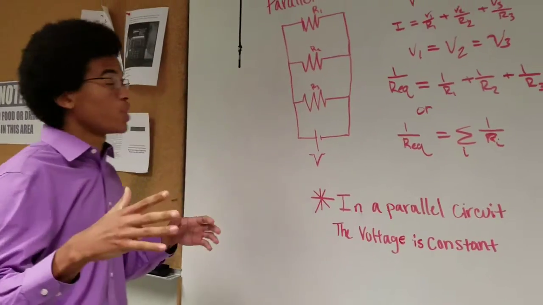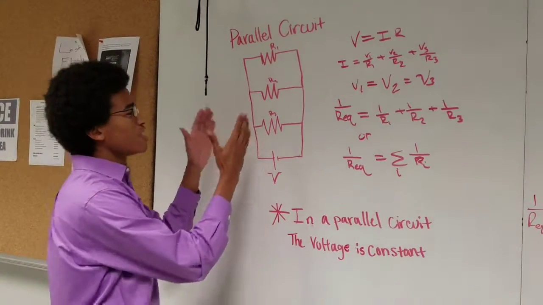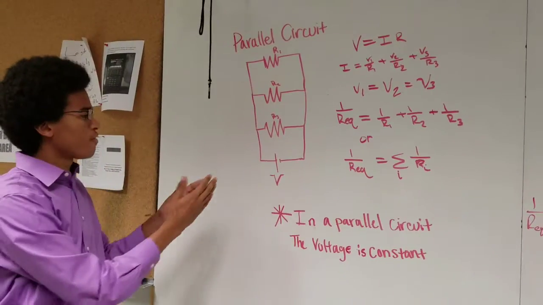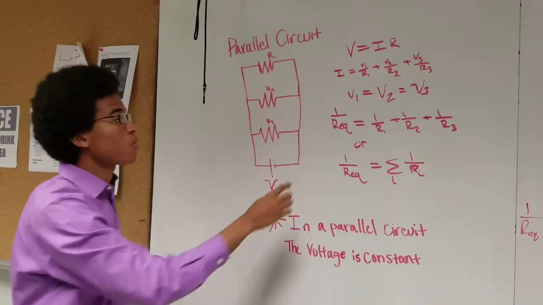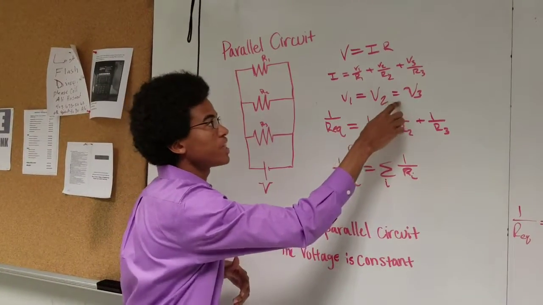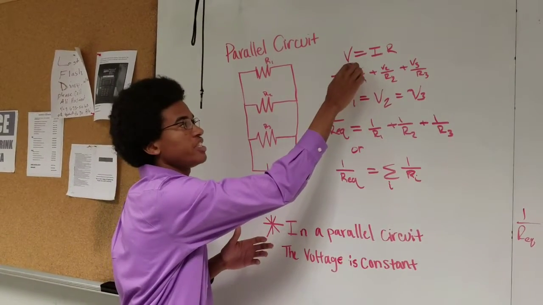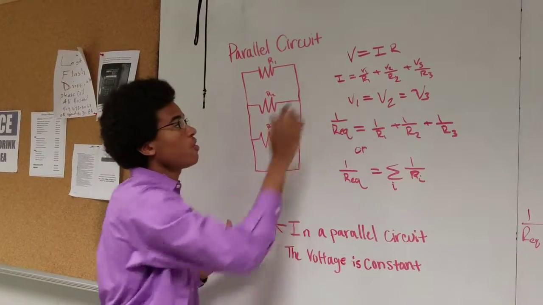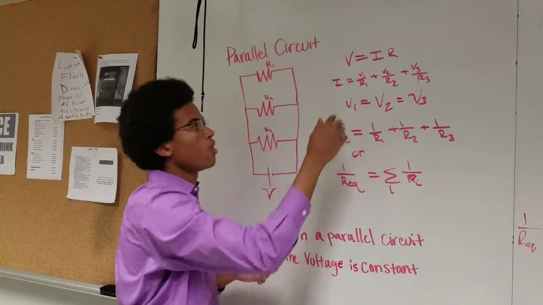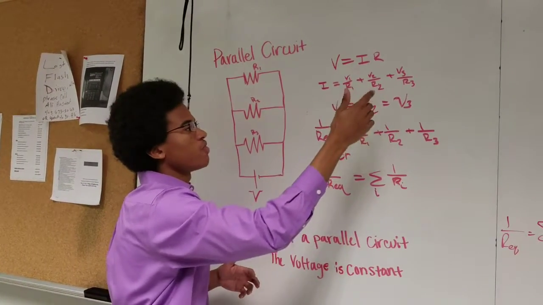Okay class, so now I am here to discuss the parallel circuit. So to find the resistance in a parallel circuit, first of all we know that the voltage across the circuit is the same. So that's why we have V1 equals V2 equals V3. But to find the resistance, we have the formula voltage equals current times resistance. And to find the current, we have V1 over R1, which is the same as V over R, plus V2 over R2 plus V3 over R3.